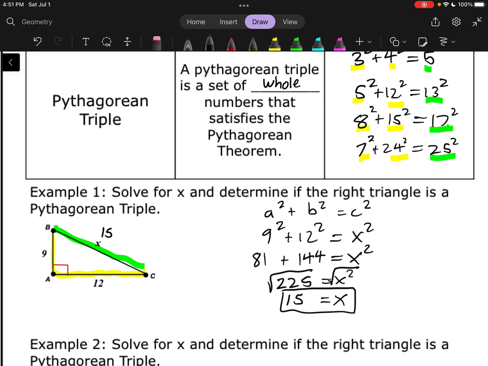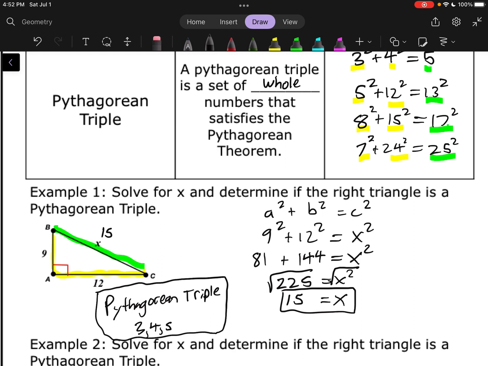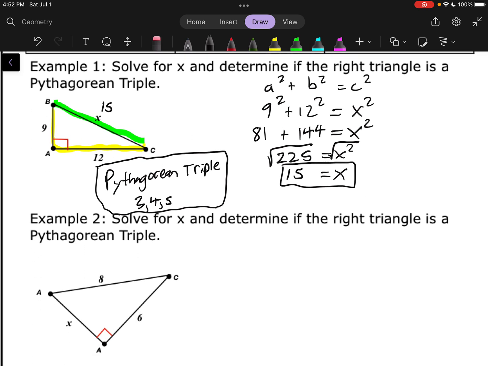So is that a Pythagorean triple? Yeah, we got 3 whole numbers. So that is a Pythagorean triple: 9, 12, and 15, and that is actually the 3, 4, 5 right triangle, all multiplied by 3. Right, 3 times 3 is 9, 4 times 3 is 12, 5 times 3 is 15. So that is the 3, 4, 5 right triangle.